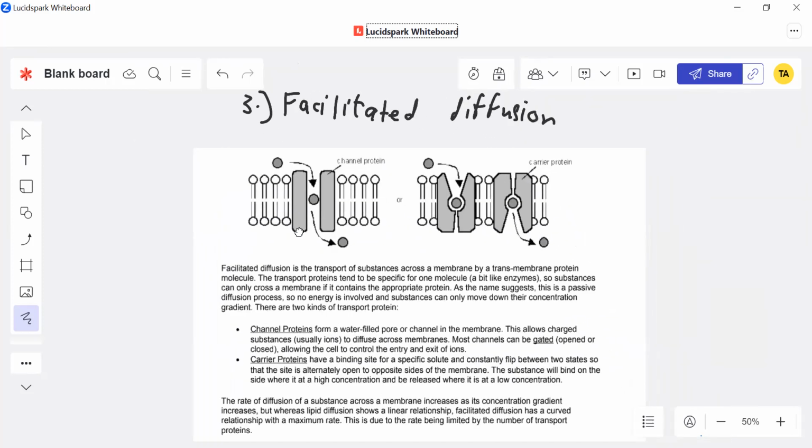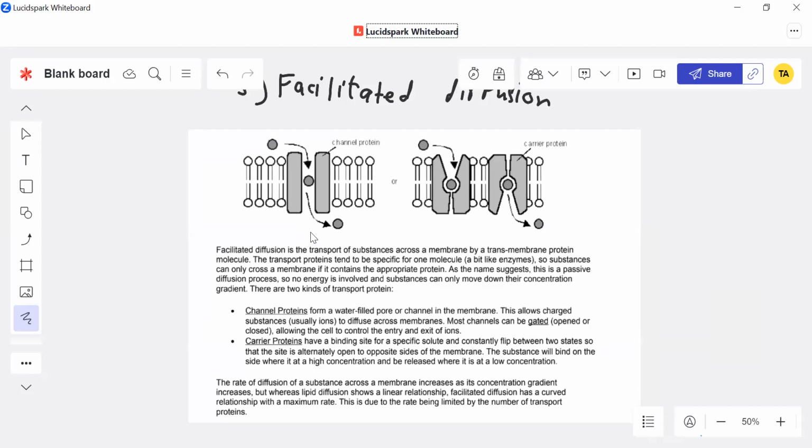And what is facilitated diffusion? Facilitated diffusion is when you transport substances across a membrane through a transmembrane protein like channel proteins and carrier proteins. This is a passive diffusion process, meaning you don't need energy, and substances can only move down their concentration gradient. So from high concentration to low concentration.